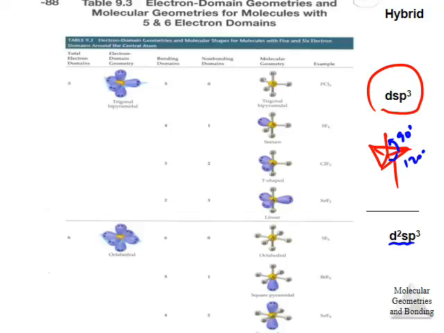D2sp3 gives you octahedral geometry, and all the angles in this case are 90 degrees. Now we discussed before that we may have trigonal bipyramidal or octahedral electron pair geometry or electron domain geometry, but molecular geometry could be different depending upon how many of those electron pairs get bonded. If all of them get bonded, then the molecular shape would be the same as the electron pair geometry or electron domain geometry.